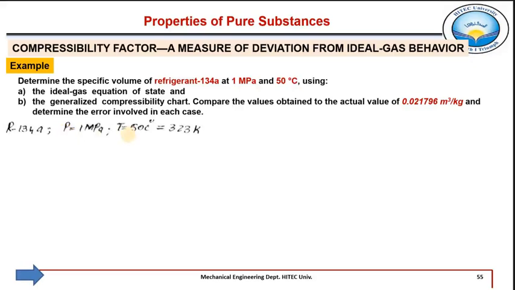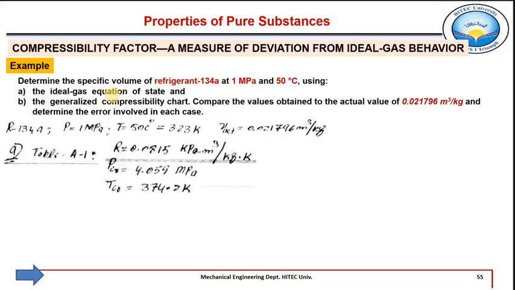Okay, so at this pressure and at this temperature we need to find out the specific volume, and the actual or real specific volume is this one. So this is V actual. Now we will calculate part A, the same specific volume using the ideal gas equation. From table A1 at the end of this book, we can find the gas constant for this refrigerant.